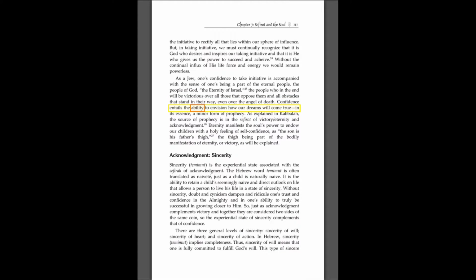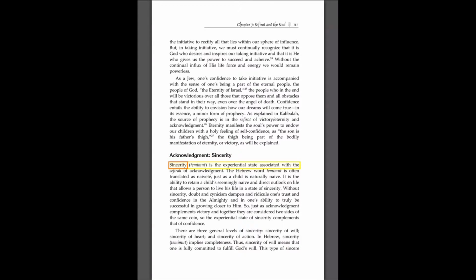Confidence entails the ability to envision how our dreams will come true, in its essence, a minor form of prophecy. As explained in Kabbalah, the source of prophecy is in the Sefirot of victory, eternity and acknowledgement. Eternity manifests the soul's power to endow our children with a holy feeling of self-confidence, as the son is his father's thigh. The thigh being part of the bodily manifestation of eternity, or victory, as will be explained.